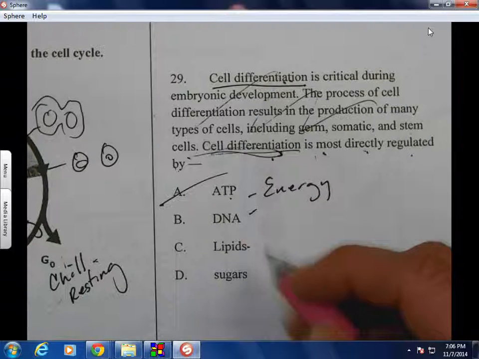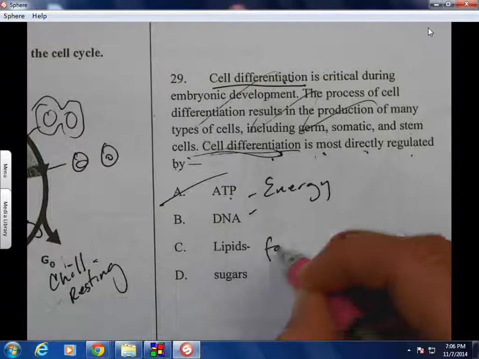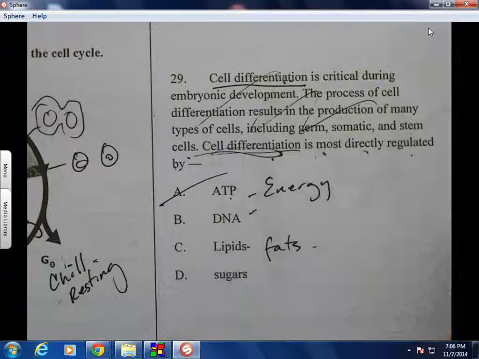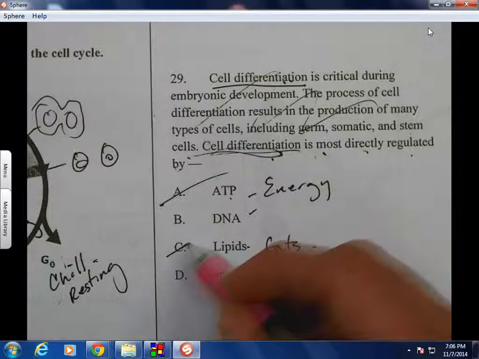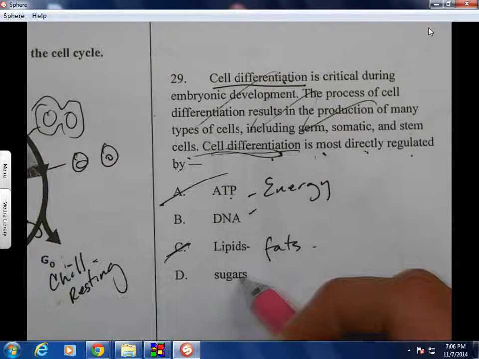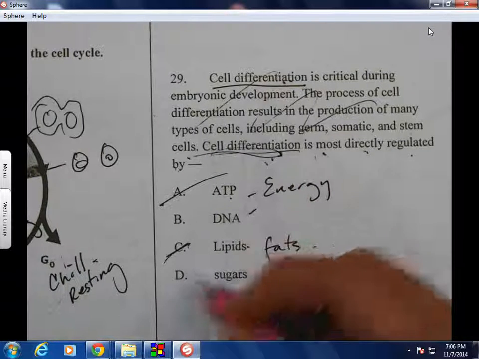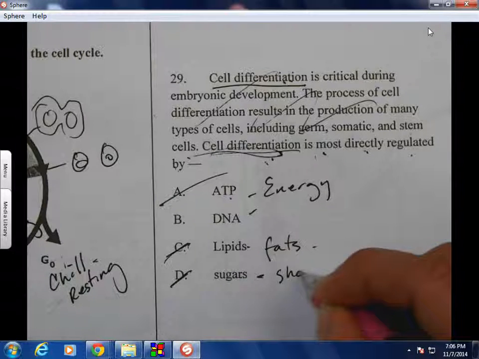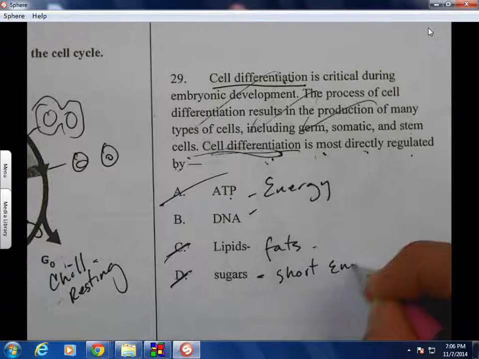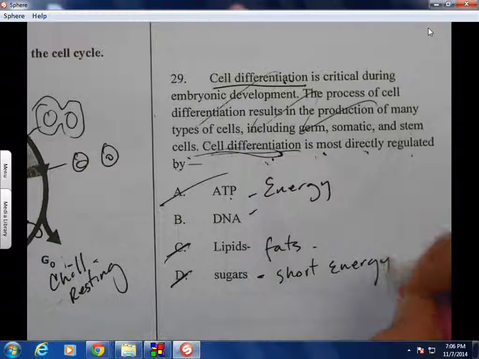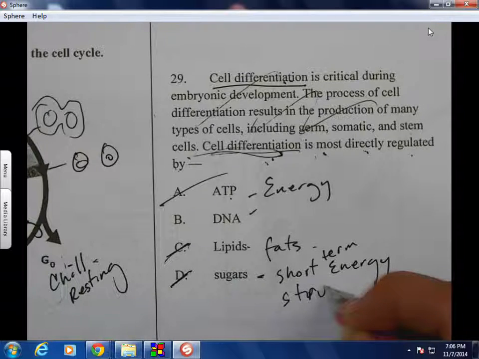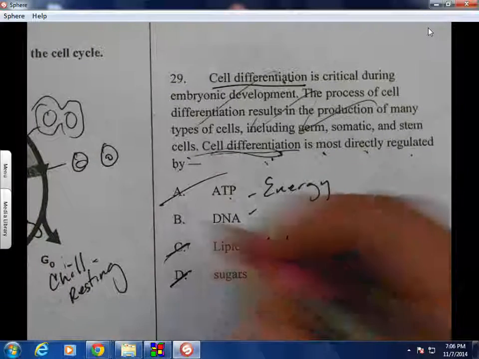Lipids, well, those are fats. That's for long-term energy and cell membranes, so that's not it. Sugars, doesn't have anything to do with cell differentiation. Sugars, that's for short-term energy, and it's also used for structure. So that's not it. So it is DNA.